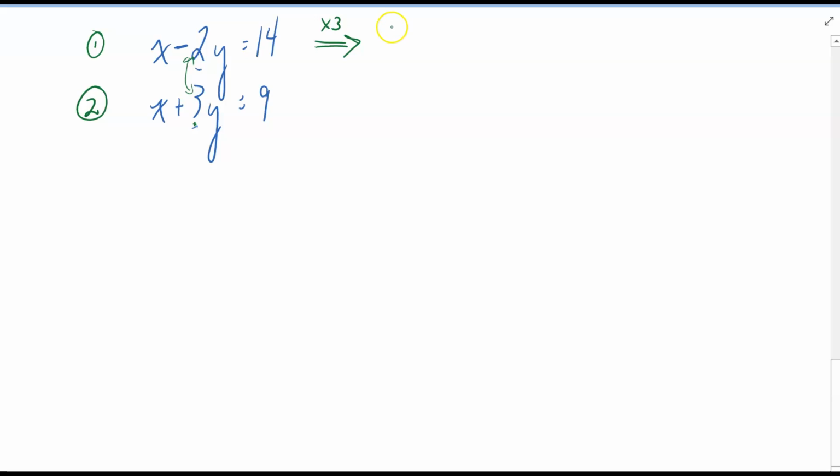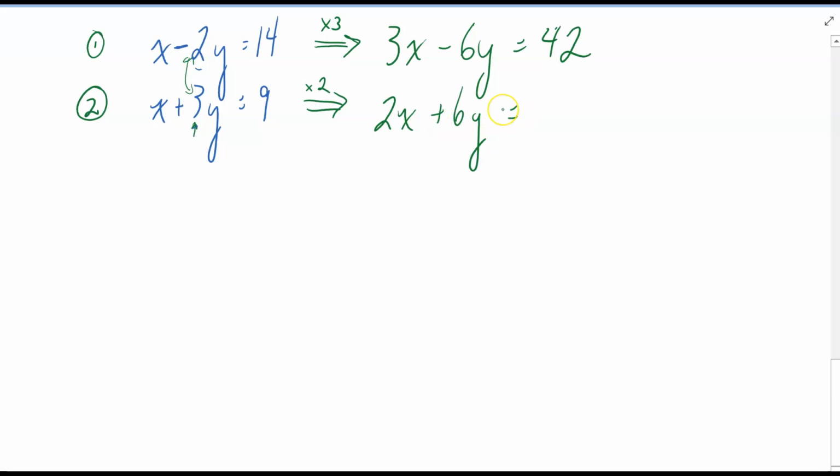So 1x times 3 is 3x. Minus 2y times 3 is minus 6y. And 14 times 3 is 42. On the second equation, I need to have a matching coefficient on the y. So I must multiply through the whole equation by 2. 1x times 2 is 2x. 3y times 2 is 6y, and it's positive. And 9 times 2 is 18.